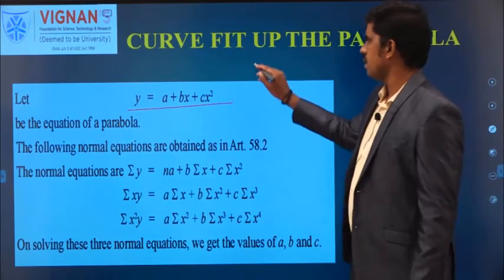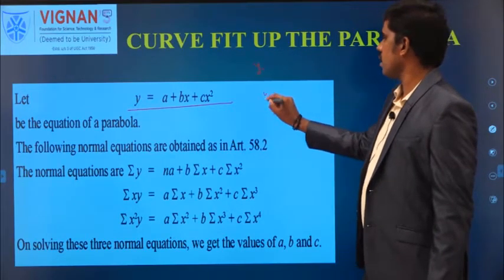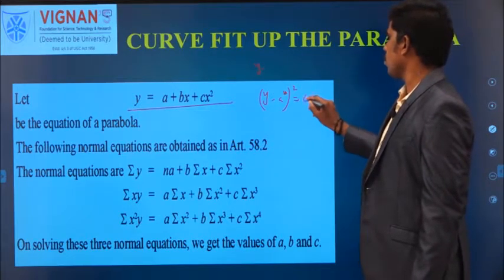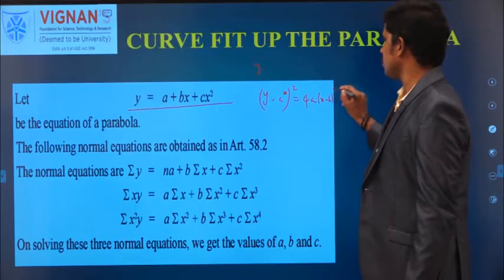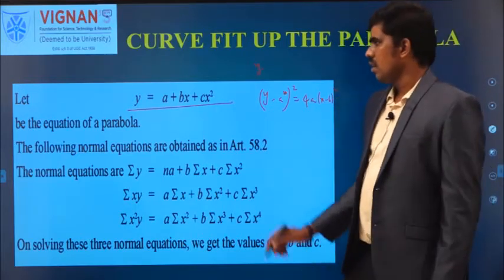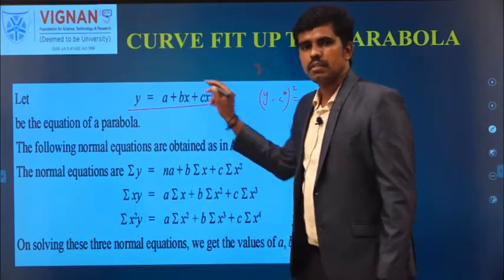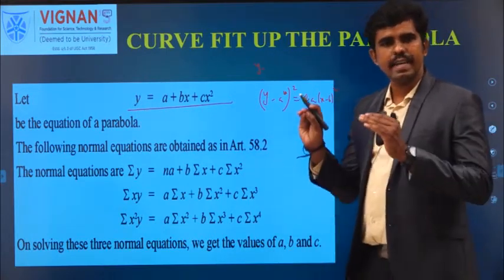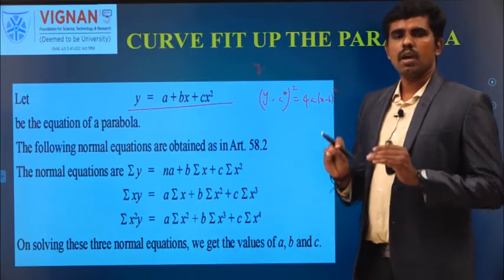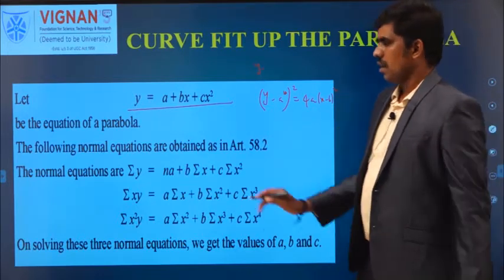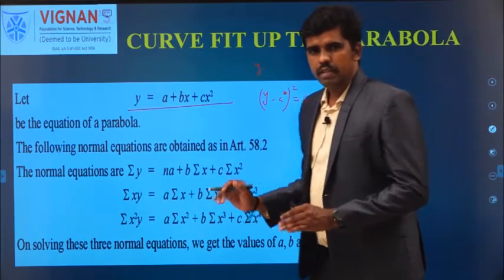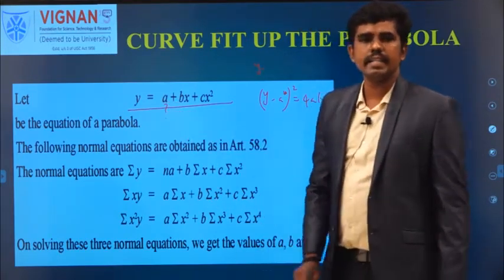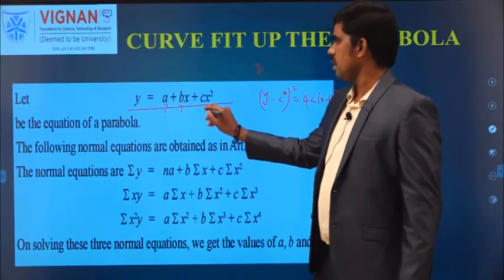Of course, you can also write it in the form of (y minus a) the whole square is equal to 4a into (x minus b) the whole square. So in this way also you can represent that parabola. Y is equal to a plus bx plus cx square. So you are going to find a parabola equation. In that, what is our aim in statistics? Our aim is to find a, b and c.